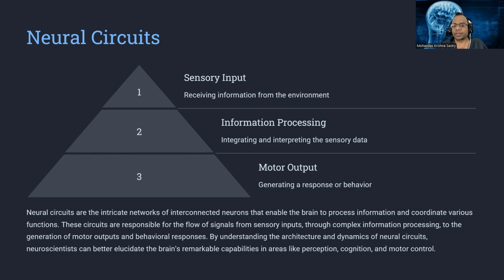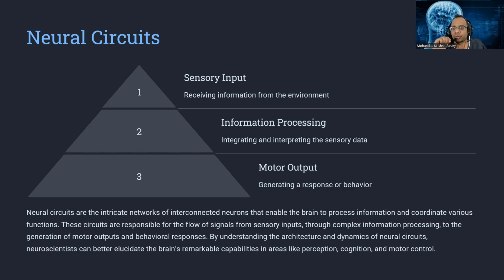And the circuit has three parts. What sensation you have received from your eyes, ears, mouth, and everything. Then the information which you are processing. Right? And then the motor output. What output are you giving?